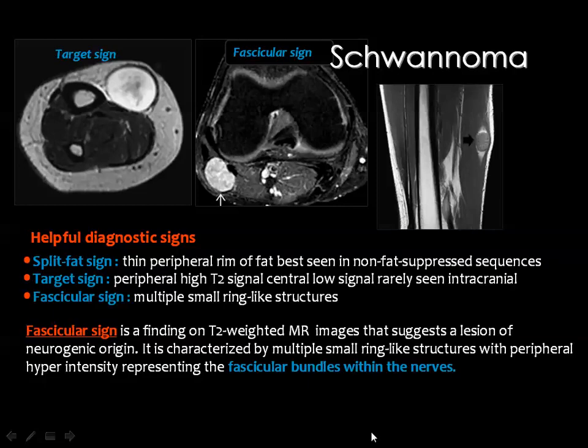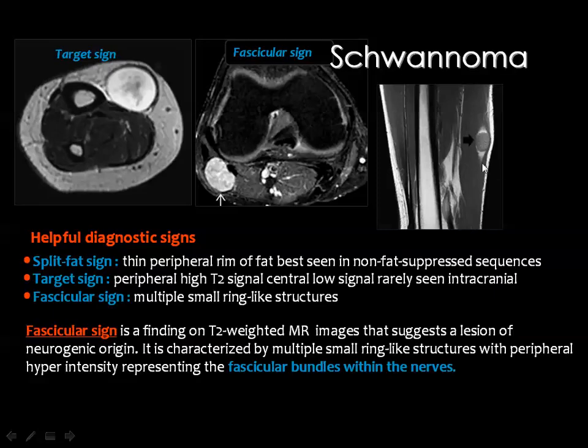And then we have the signs of nerve sheath tumors. These are important signs, and they are not specific but can help in the differential diagnosis. The first sign is known as the split fat sign. And if you look here and you see the tumor, and you see that the fat is encasing the tumor from its back and its front.